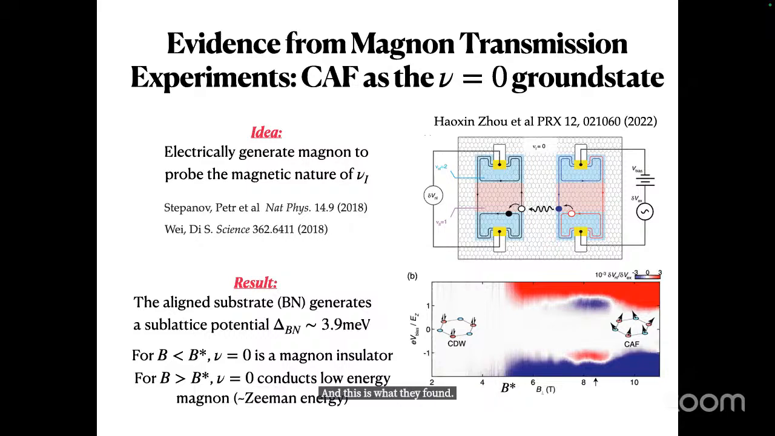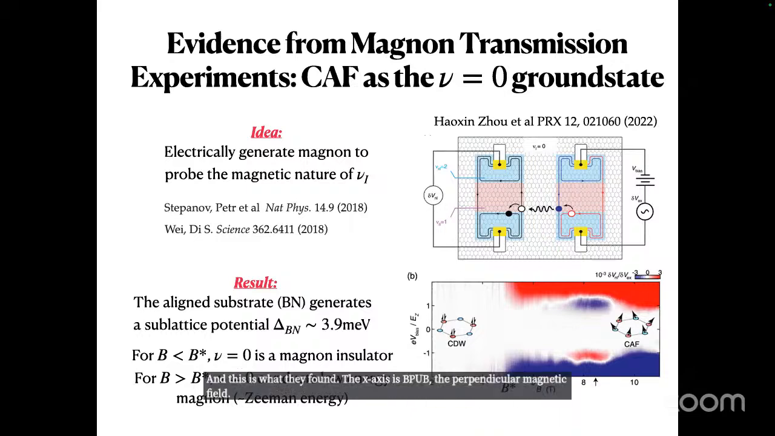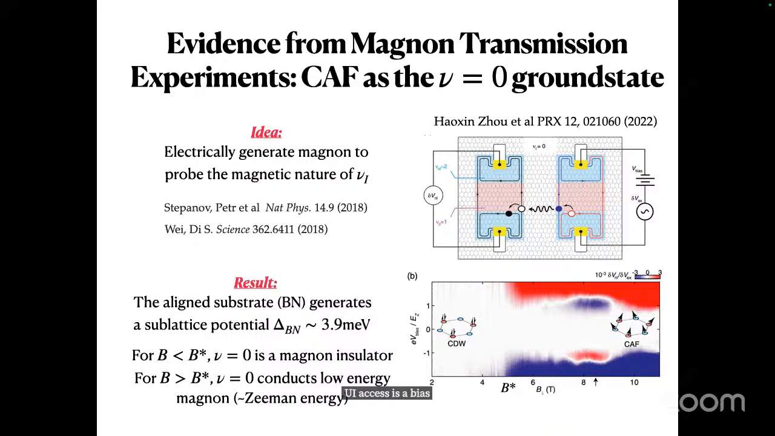The x-axis is B perpendicular, the perpendicular magnetic field. The y-axis is a bias. It's basically a bias to create a imbalance between the majority and minority spin edge states. The color scale is the non-local resistance that they detect here. Basically, the only way that some signal can propagate from here to here is to go through the bulk.